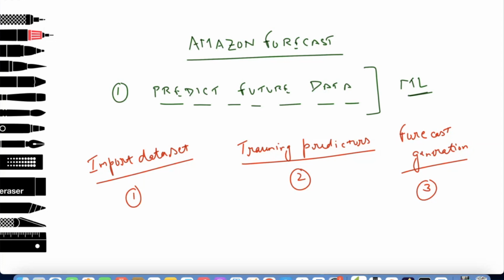Right? Many use cases. Retail demand planning, supply chain, resource planning, operational planning, wherever you are having future predictions, wherever you want to plan things, you can use Amazon Forecast machine learning service. And this is primarily why we use it as well.